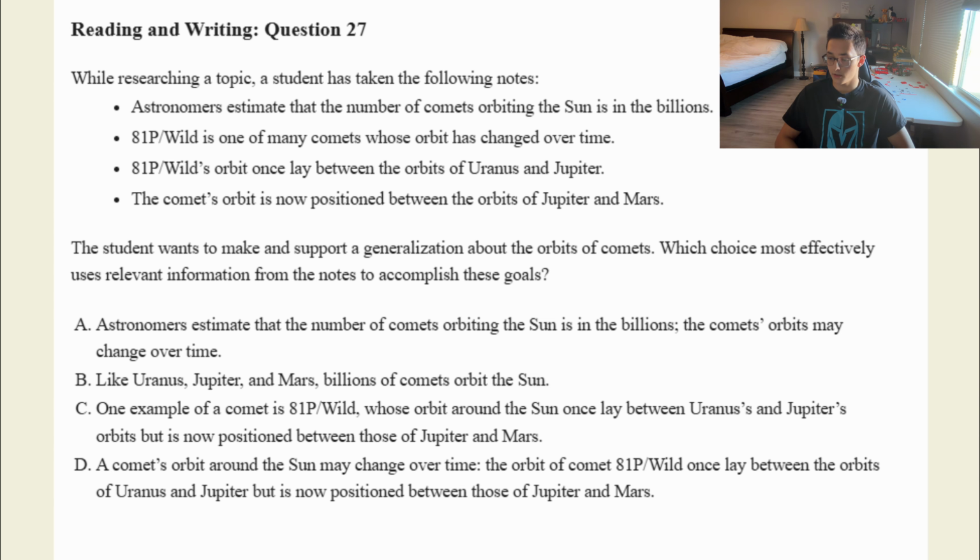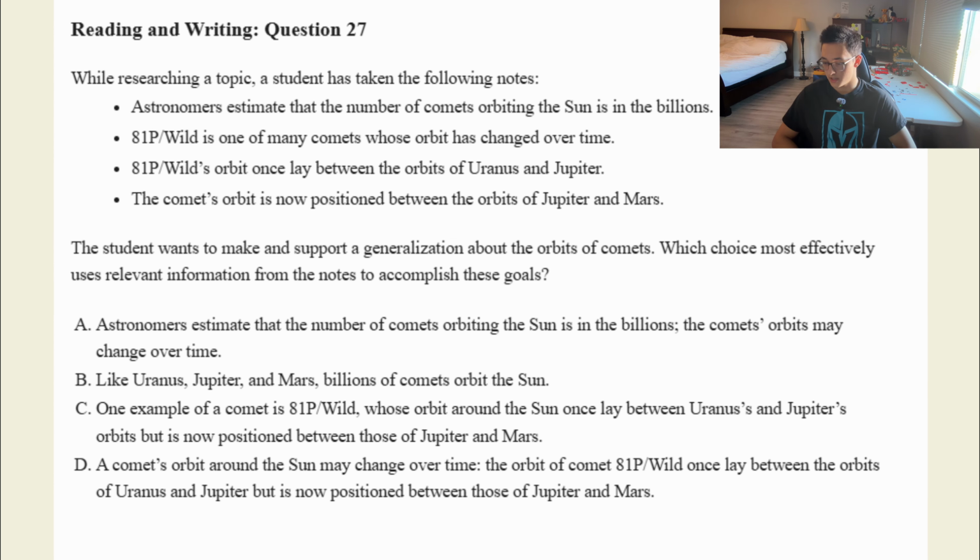B says, like Uranus, Jupiter, and Mars, billions of comets orbit the sun. So that's kind of a generalization. It's not really about the orbits of comets. It does talk about the comets orbiting, but there's definitely not anything to support the generalization. So B's out. C says, one example of a comet is 81P/Wild. All right, I'm just going to stop reading right there. We don't need an example of a comet. Where's the generalization? That's not a generalization.